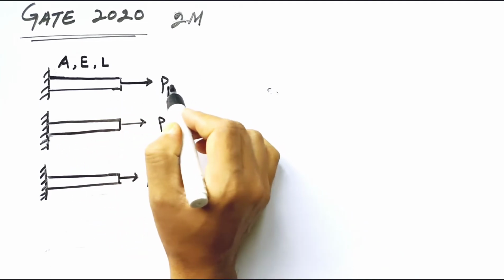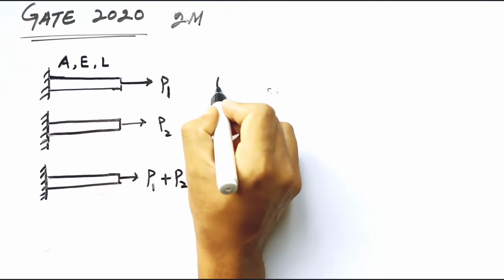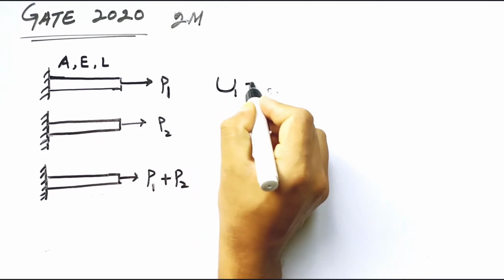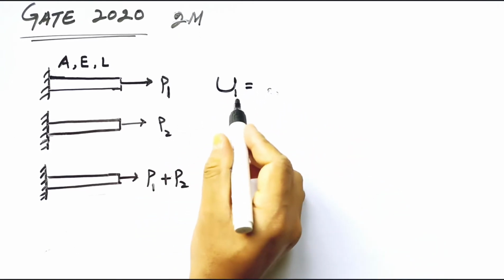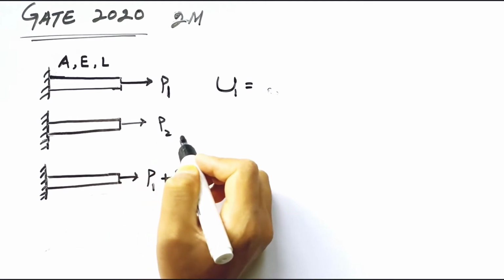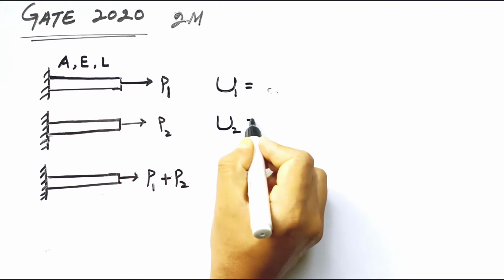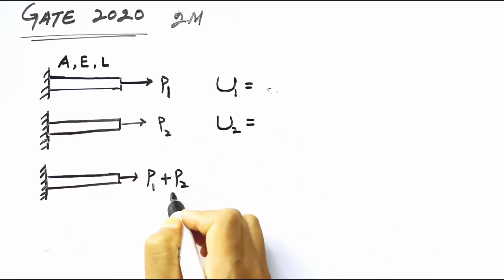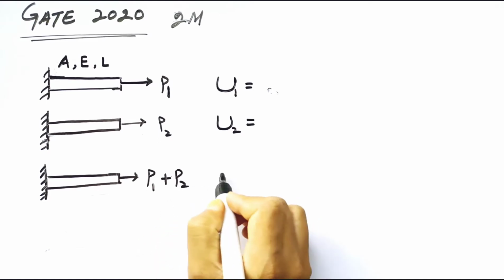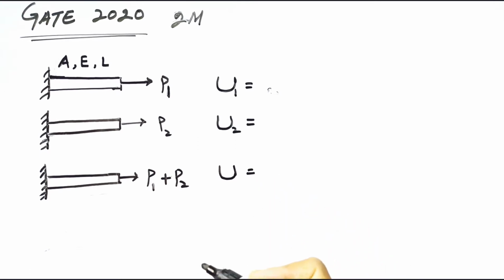So tensile force P1 is applied in the bar and this tensile force causes strain energy U1, right? And we don't know exactly the value of U1. So according to the question, U1 is stored when P1 is applied in the bar. Similarly, when P2 is applied in the bar, U2 is stored in the bar. Similarly, when a tensile force of P1 plus P2 is applied, the strain energy stored is U. Now we have to choose the correct relationship from the 4 options given, right?